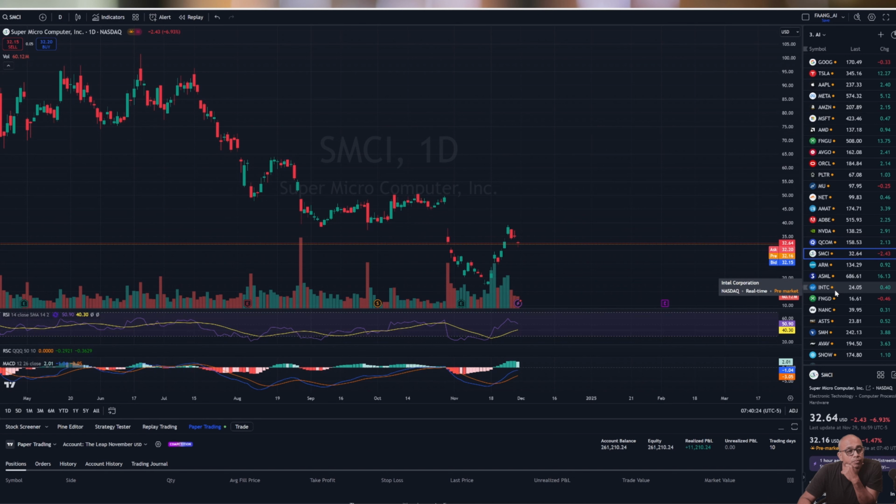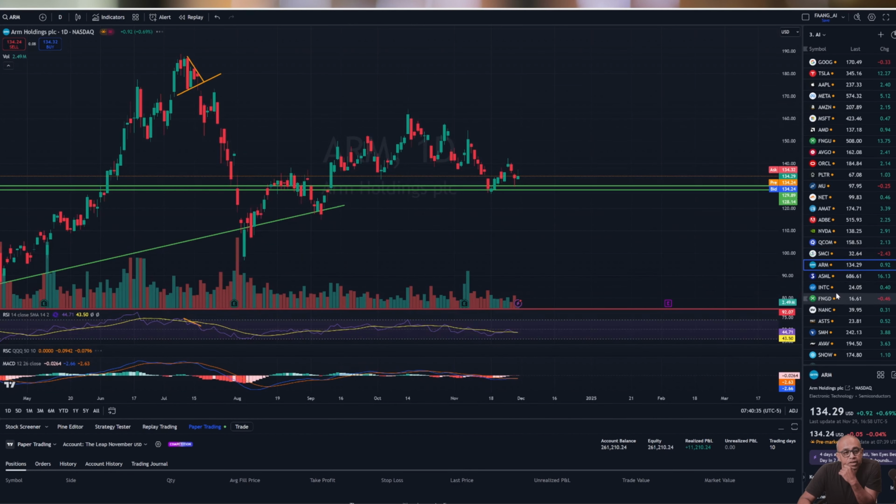SMCI is down 1.47% in pre-market trades. MACD is bullish but moving towards the signal line to cross over the bearish side. Momentum has dropped, but it's still above average. ARM Holdings is down 0.04%. It has still got a lot of support at 129.89. Momentum and MACD both are weak.